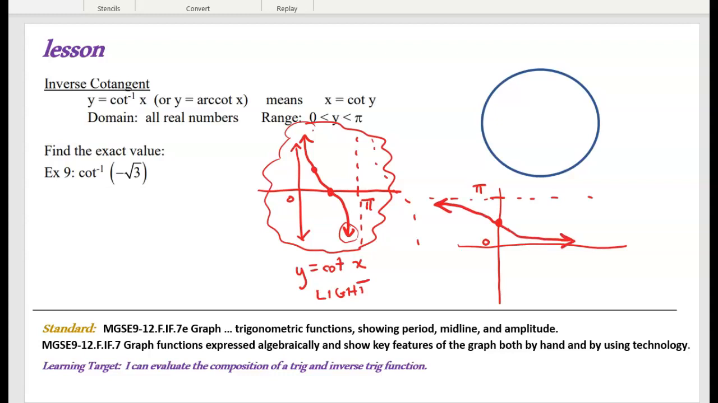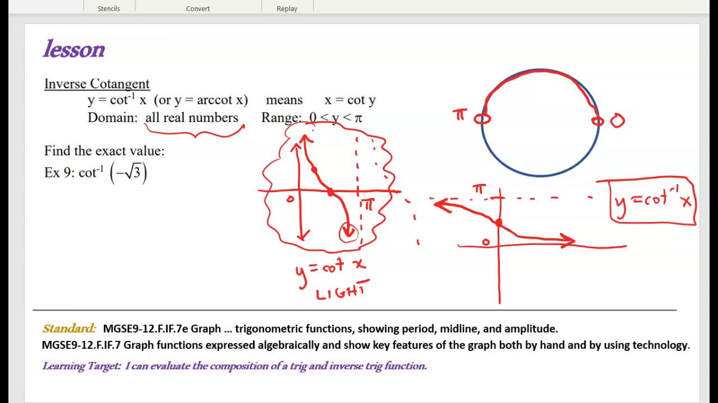Very similar to what we saw for the tangent inverse function. So this is an actual graph of the cotangent inverse function, and the only reason I'm making a rough sketch of that is so that you can see it's going left and right forever, which means the domain is all real numbers. So cotangent inverse has a domain of all real numbers, and the range is between 0 and pi, but not inclusive.